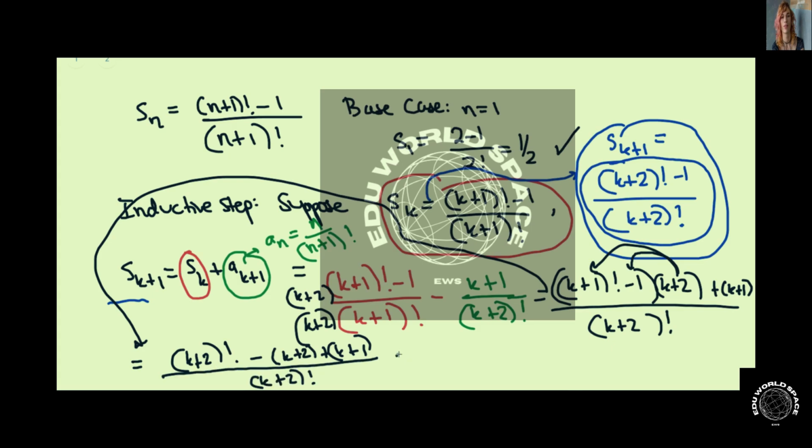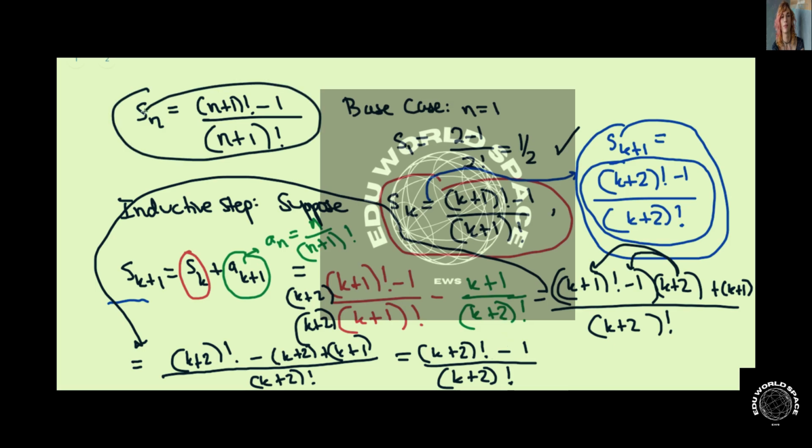And then just simplify that numerator. The k's cancel. We have minus 2 plus 1, so that's minus 1 all over k plus 2 factorial. And yes, this is exactly what we wanted. This means that the formula is still true when we replace k from our hypothesis with k plus 1. So that verifies part B, that our guess for our formula for Sn was correct.